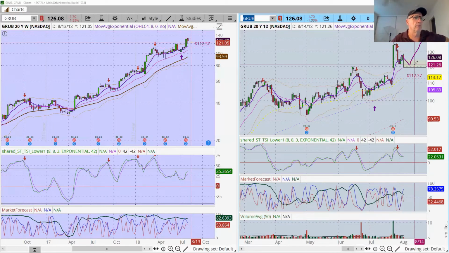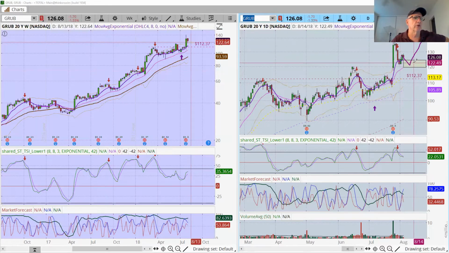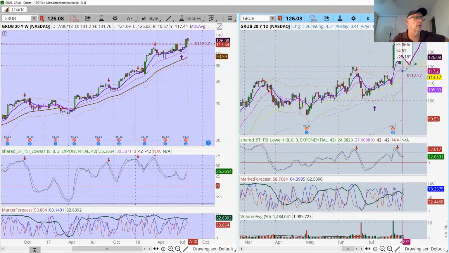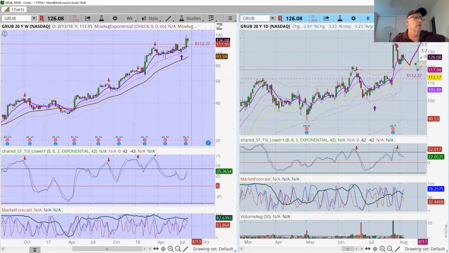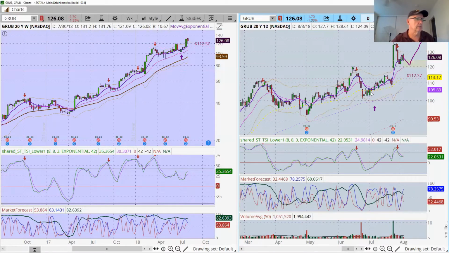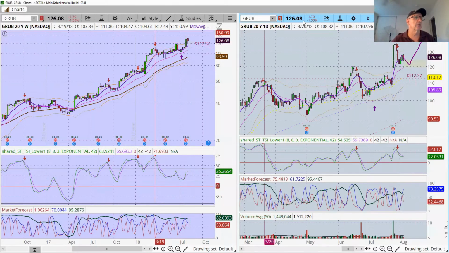I'll give you a ballpark idea. If we were into the trade at about, let's say, 121.50-ish, there we go, and our stop was down to 117, we're going to be looking at a little bit over a 3, almost 4% stop loss, which is well within the guidelines of the system. So that's the bonus trade I'll leave with you guys.